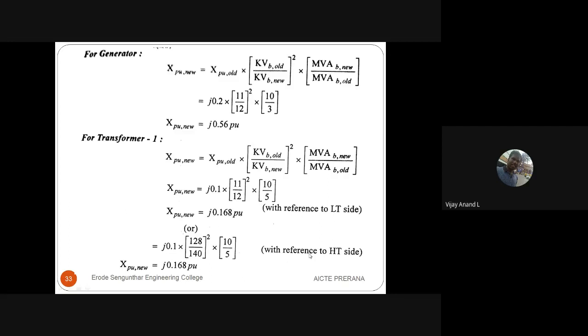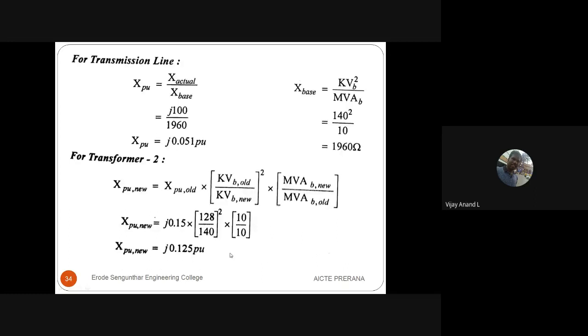If you refer to the HT side, you have to change these values, that is the KVB old and KVB new values. But the answer is the same for the LT side as well as the HT side, in the case of the transformer only.